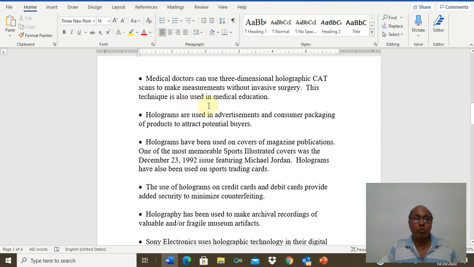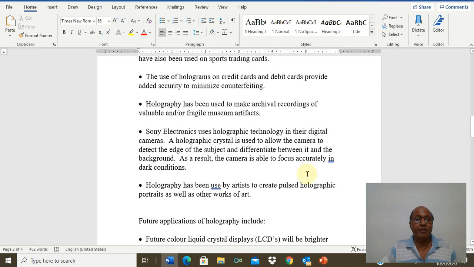This technology is also used in medical education. Holograms are used in advertisements, consumer packaging of products. This is mostly thin holograms. Now, magazine publications are also based upon thin holograms. Credit cards, debit cards, all for security purposes. These are all thin holograms also. What is more important, you see, is storing the information: archival recordings of valuable and fragile museum artifacts. This is very important information.